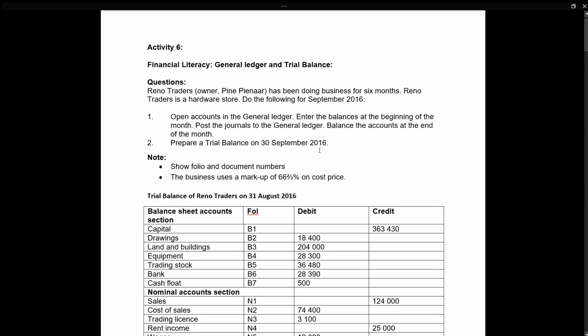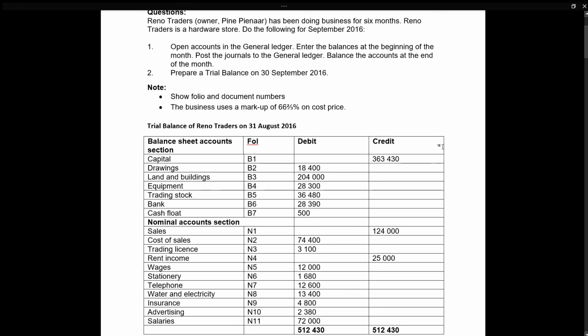Firstly, we need to open accounts in the general ledger. Enter the balances at the beginning of the month, post the journals to the general ledger, and balance the accounts at the end of the month. Prepare a trial balance on 30 September 2016. Show folio document numbers. The business uses a markup of 66 2/3% on cost price.